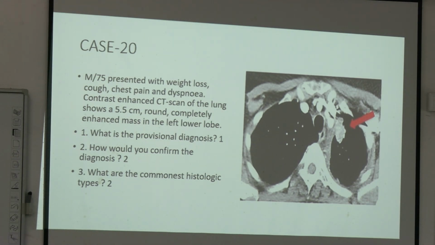And what are the common histologic types? Non-small cell and small cell. Small cell is by far the most aggressive, associated with smoking. And what is there in non-small cell? Squamous cell carcinoma, large cell carcinoma, adenocarcinoma. Adenocarcinoma, a special variant is bronchoalveolar carcinoma. Okay?